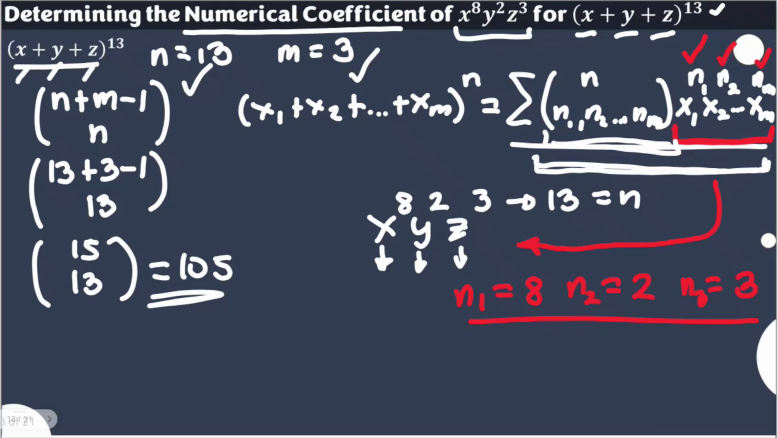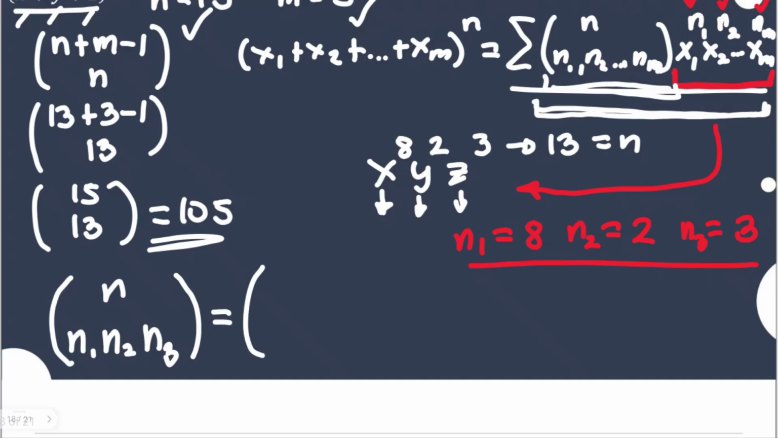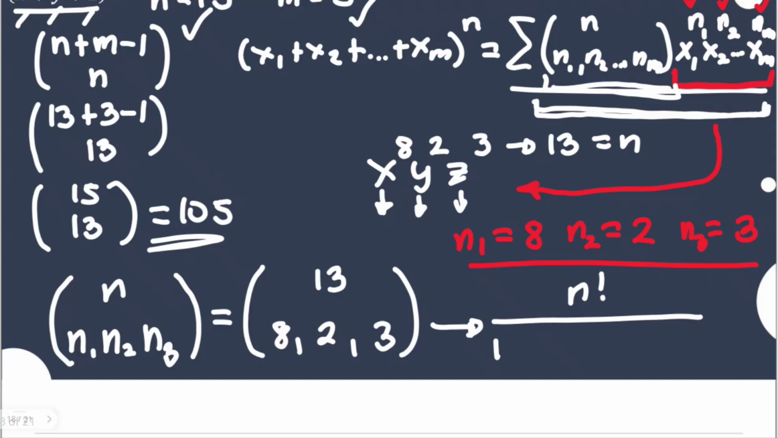Just for this video, we can automatically invoke the formula of n taken n sub 1, n sub 2 until n sub 3, because you only have m equal to 3, where this is equal to the combination for 13, then you have here 8, 2, and 3. What is this equivalent to? This is actually equivalent to the notation of your n factorial over n sub 1 factorial times n sub 2 factorial times n sub 3 factorial.